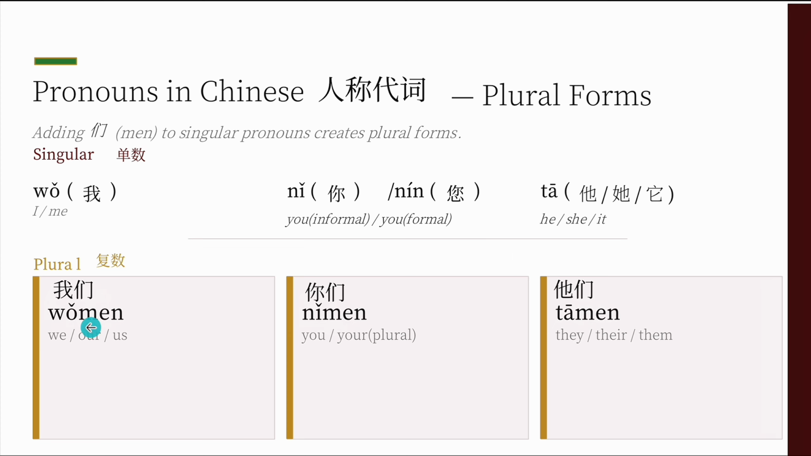Let's go on to the plural forms. To make the plural forms of these words, you just add the word men. Once you add it, you create the plural forms. 我们, which means we, our, us. 你们, you or your for plural. 他们, they or them, their.